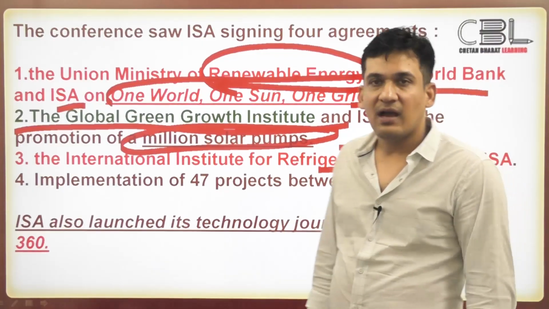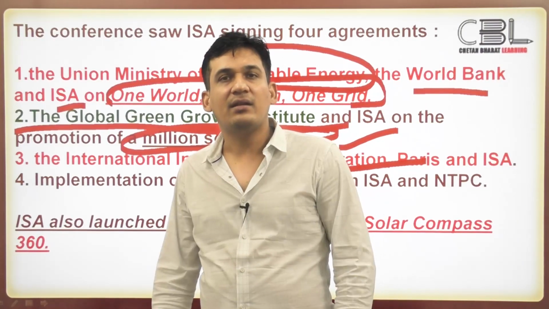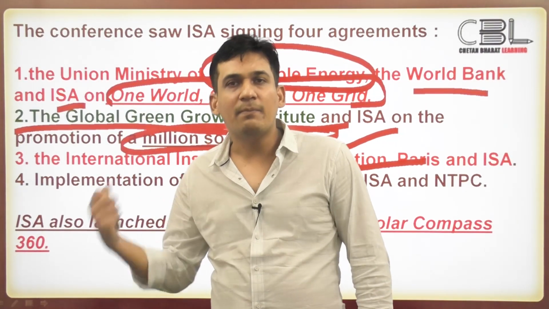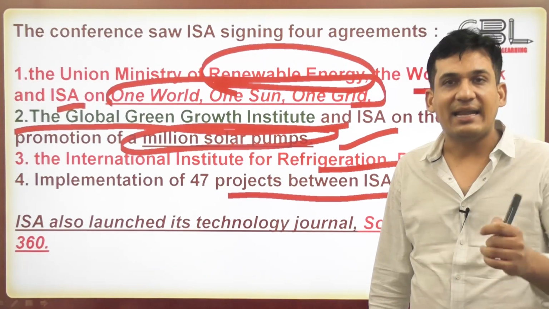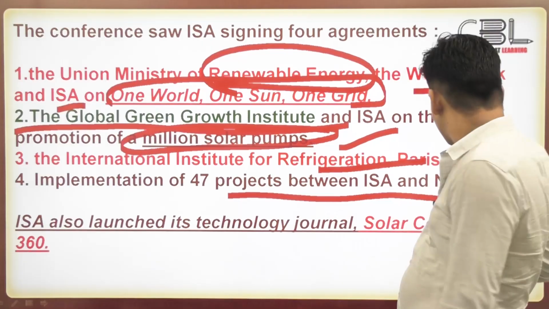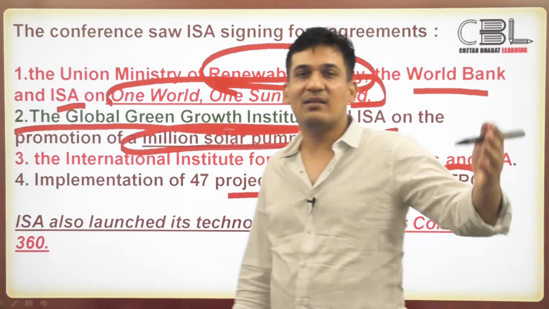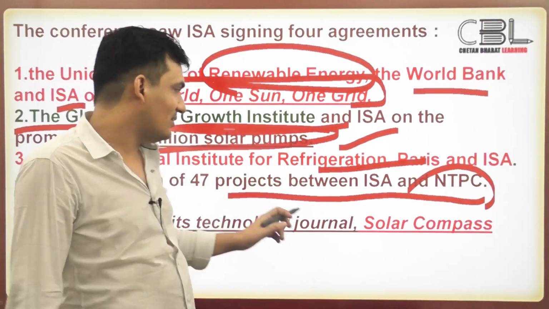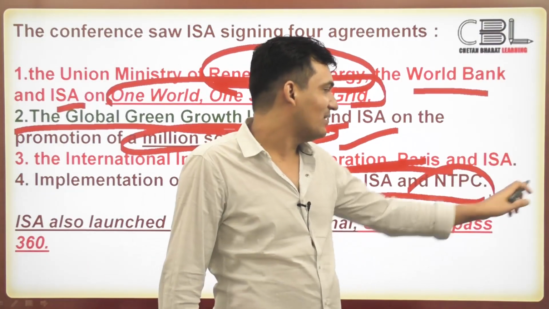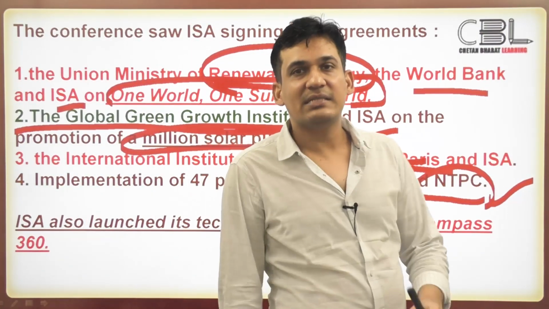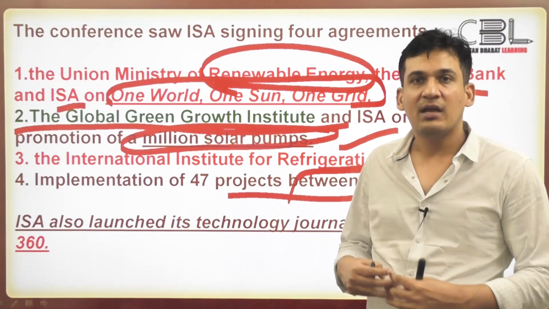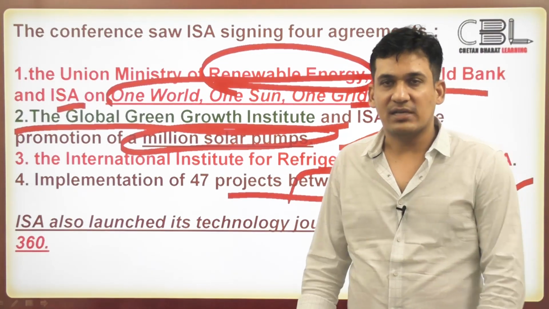And last but not the least, a partnership agreement on the implementation of 47 projects between ISA and NTPC. Recently a clerical paper was declared by NTPC as well. Some of you may have filled that. Anyways, you know what NTPC is. So NTPC and ISA will be working together to implement 47 projects.